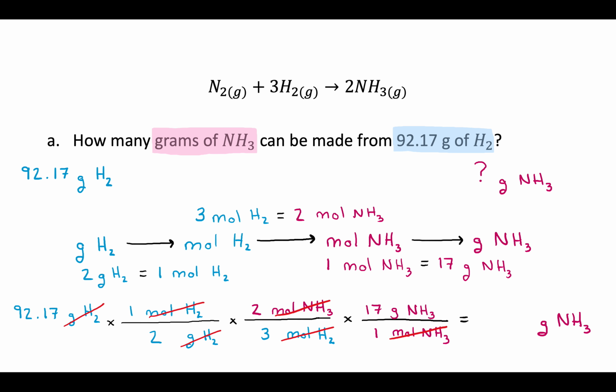And the way you'd plug this in a calculator is you'd have 92.17 times 1, enter, divided by 2, enter, times 2, enter, divided by 3, enter, times 17, enter, divided by 1, enter, and you're left with 522 grams of ammonia. So if you have 92.17 grams of hydrogen, you can make a maximum of 522 grams of ammonia.